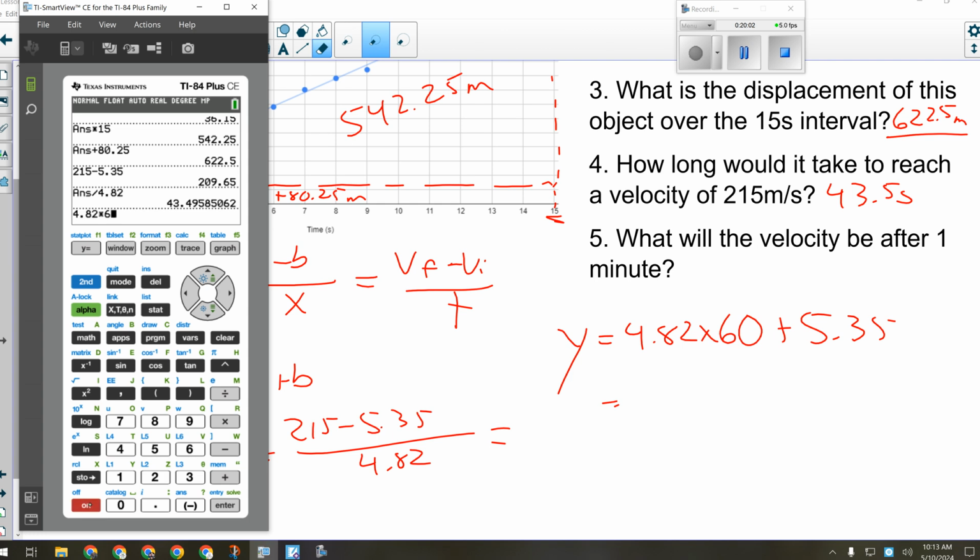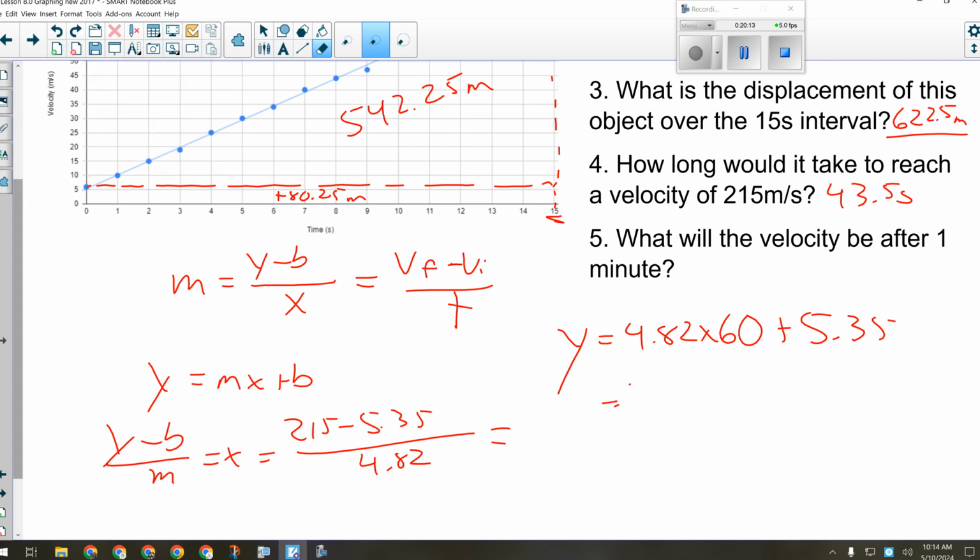Whoop, that's 60 plus 5.35. 294.55 meters per second, positive. Okay? Everybody all right with that one?